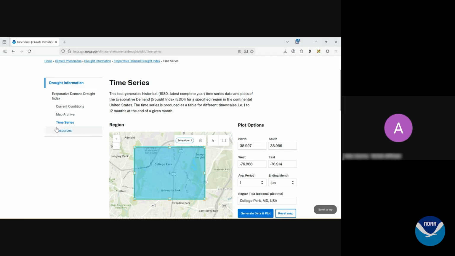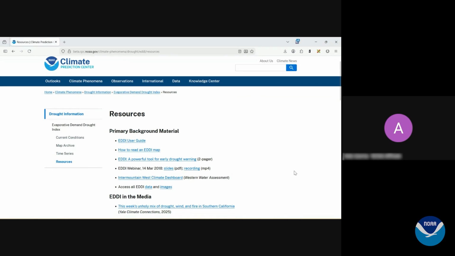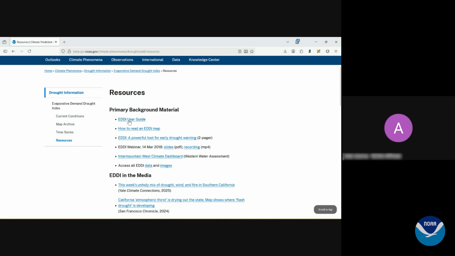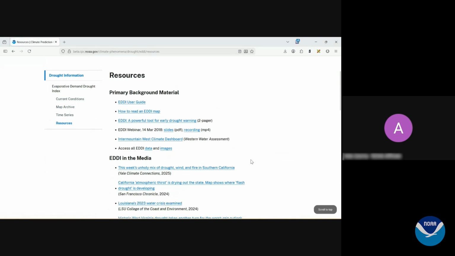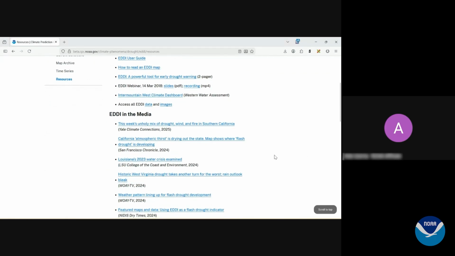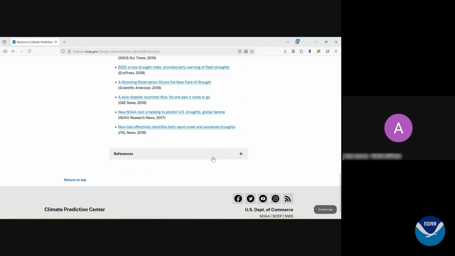And then finally, we have the resources page. And here on the resources page, we have links to documents about EDDI. There's the EDDI user guide, a PDF document that explains how to read an EDDI map, links to a previous webinar, and also links to various news articles and stories, as well as a list of references.